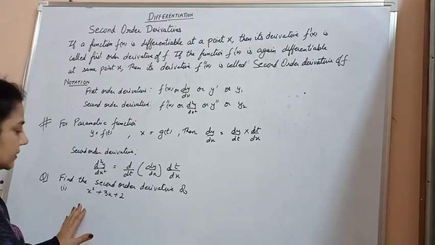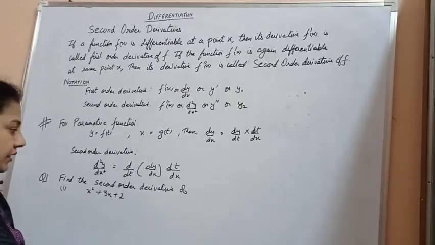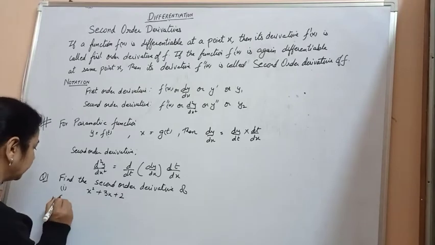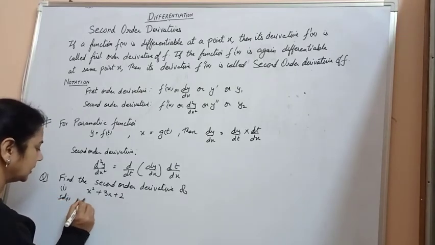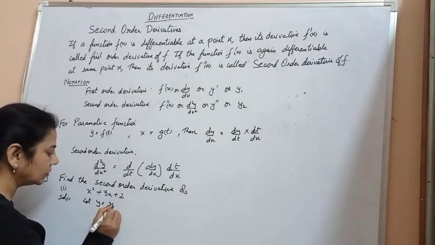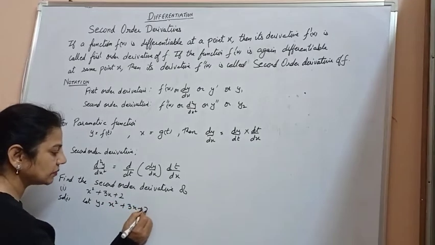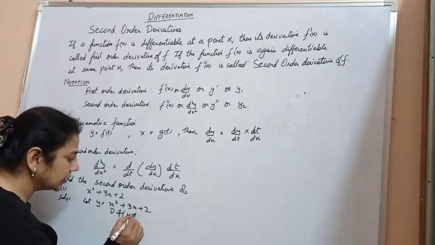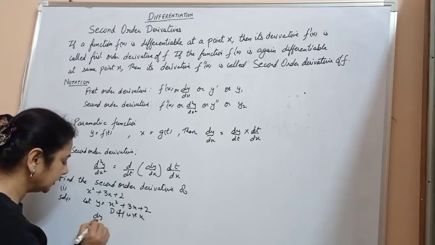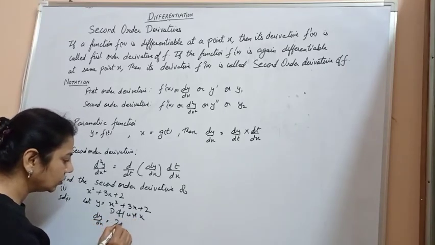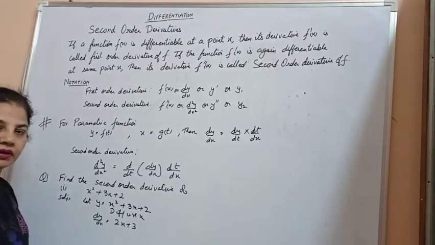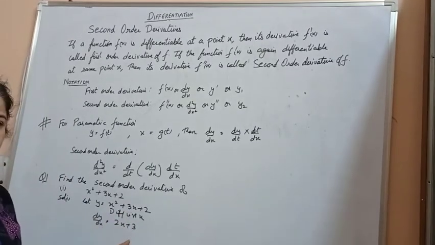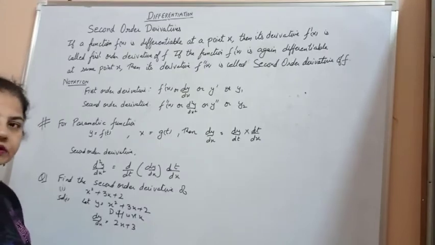For example, find the second order derivative of the given function. Let y is equal to x square plus 3x plus 2. Now differentiate with respect to x. I get dy by dx is equal to 2x plus 3. The derivative of x square is 2x, of 3x is 3, and of 2 is 0. So we get 2x plus 3.